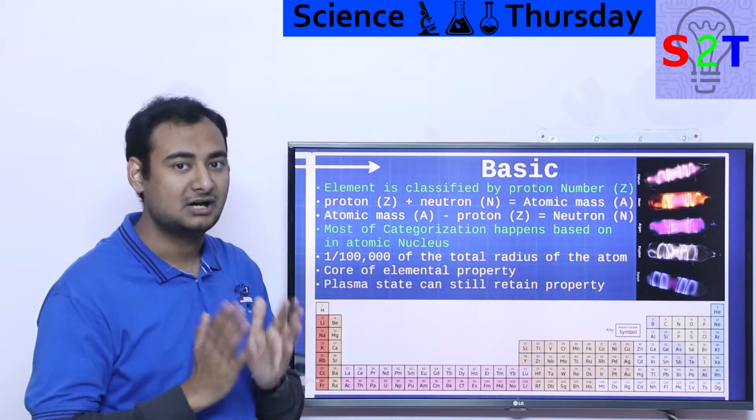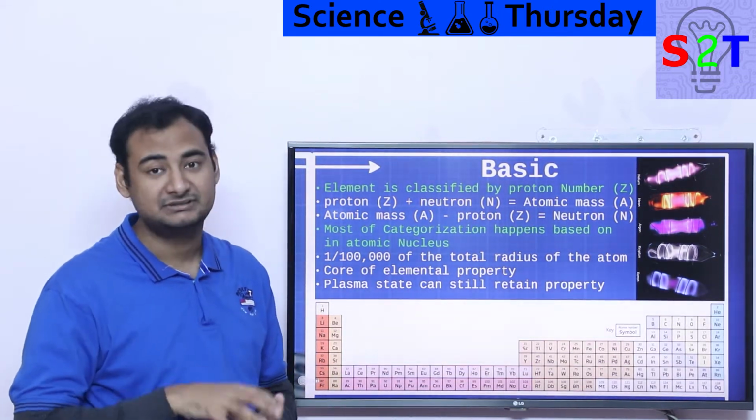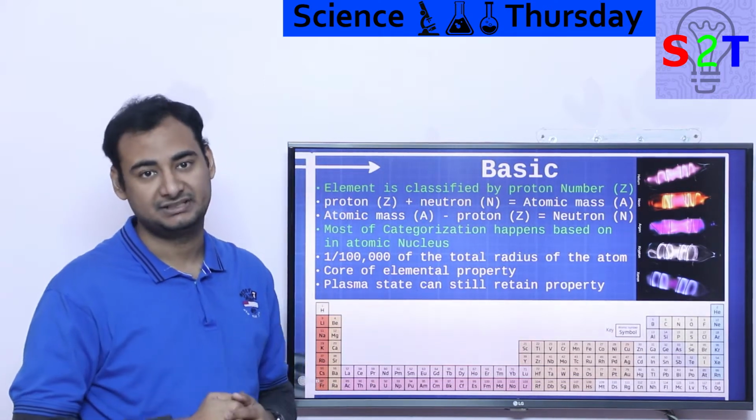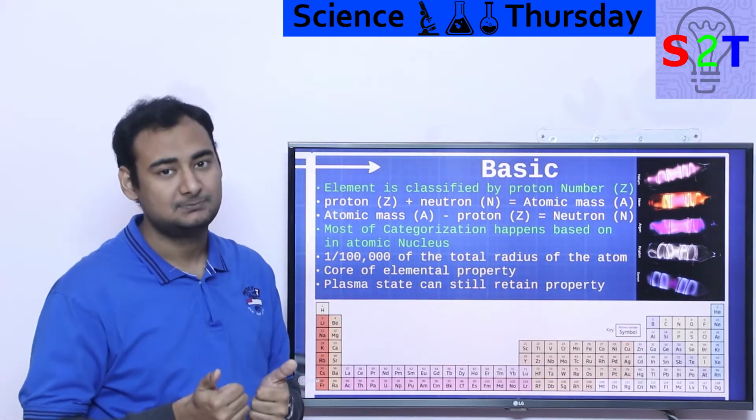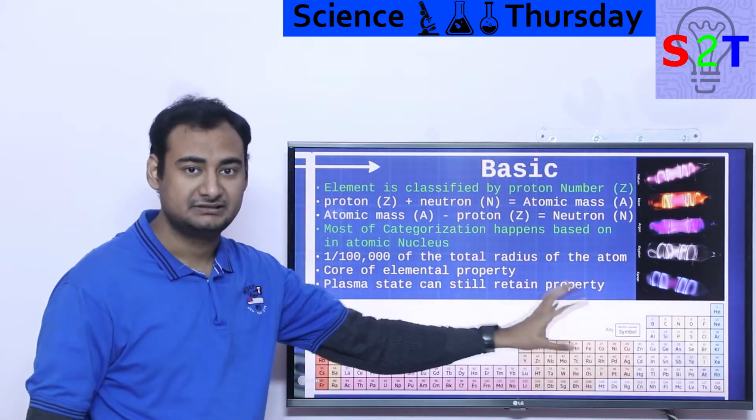So how do we classify something? There are a lot of types of atoms. We go into the center of an atom. In the center of the atom, there is a nucleus. In the nucleus, there are two types of things. One is the neutron, another is the proton. Now the proton is a charged particle, so it's easy to study. So we classified everything based on the proton.